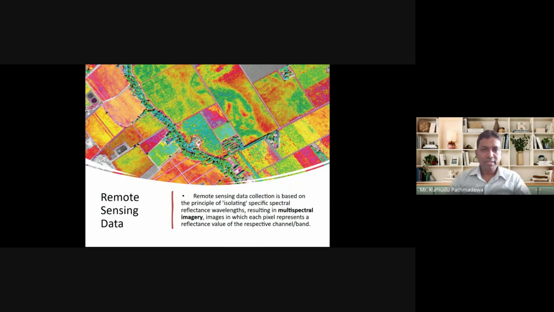So remote sensing works by capturing specific wavelengths of reflected energy. Sensors isolate selected wavelengths to create multiple spectral images. Each pixel in these images represents a reflectance value for a particular spectral band.